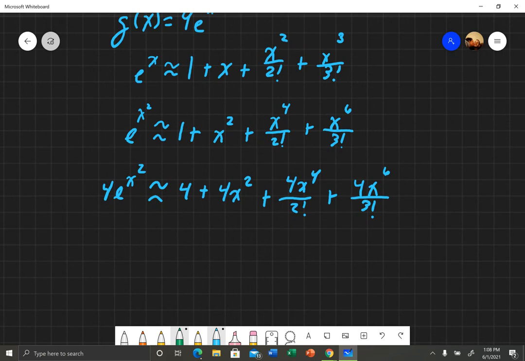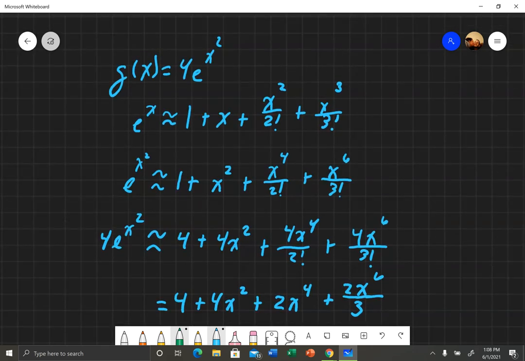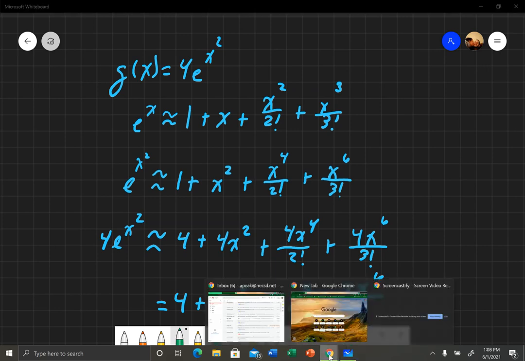And you can reduce this just a little bit if you wanted to. 4 plus 4x squared plus 4x to the 4th over 2 factorial. This just reduces down to 2x to the 4th. Plus, and we could take, there's a 2 in here, right? 3 times 2 times 1, so there's a 2 in here, so this is just 2x to the 6th over 3. That's all that remains. And there you go. So we've taken this from g of x, from e to the x to 4e to the x squared. And that's all there is to it. It's really not too bad. Let me know if you have any questions.